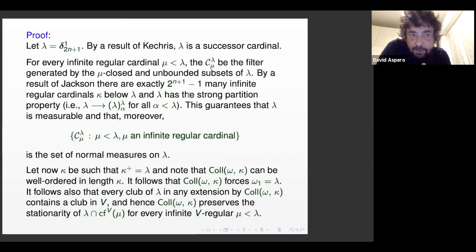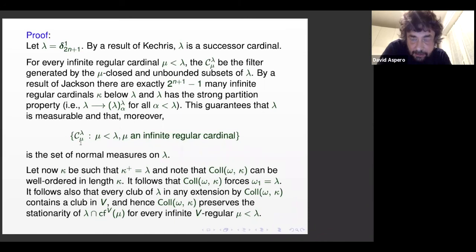And lambda has a strong partition property, this property here. And this guarantees that lambda is measurable, and that moreover, the sequence of filters, the set of the C lambda mu's, is exactly the set of all normal measures on lambda. Okay, so you have exactly this 2 to the n plus 1 minus 1 many normal measures on lambda. Okay, so now let kappa be the predecessor of lambda.